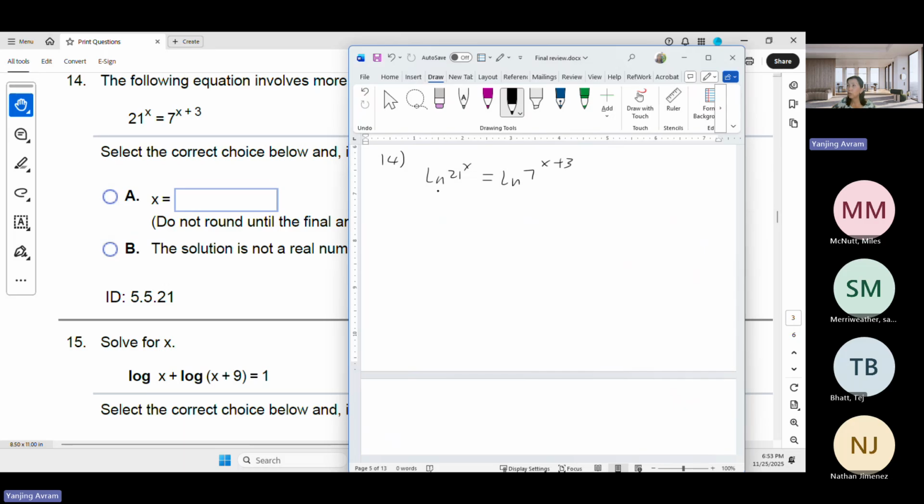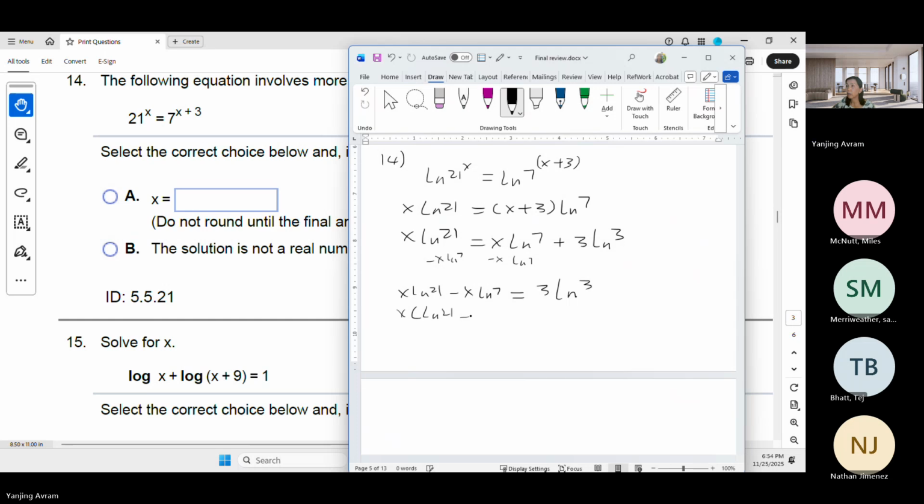All right, so it's very similar. X will become the coefficient. This one, x plus 3 will become the coefficient because this x plus 3 is the entire power. And then we get rid of parentheses. And then we're going to move minus x ln 7 to both sides. All right, so this will be x ln of 21 minus x ln of 7 equal to 3 ln of 3. All right, and then we pull the x out.